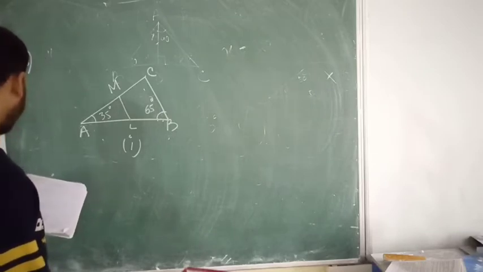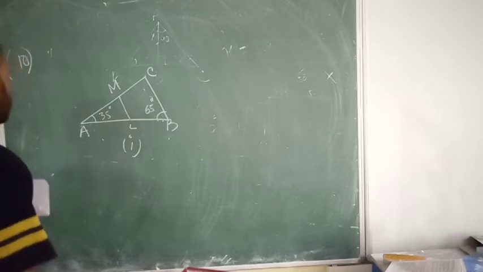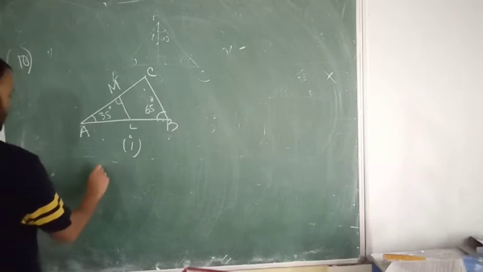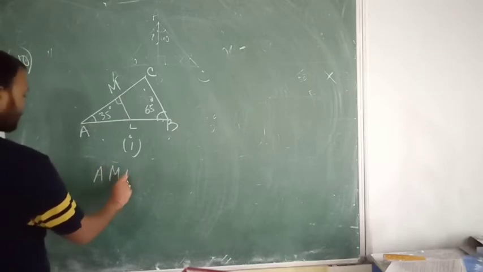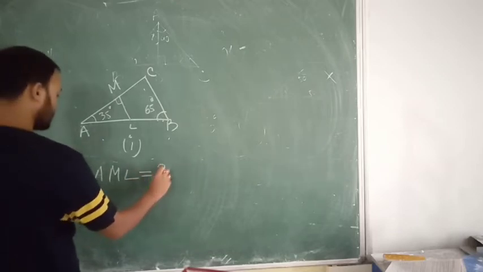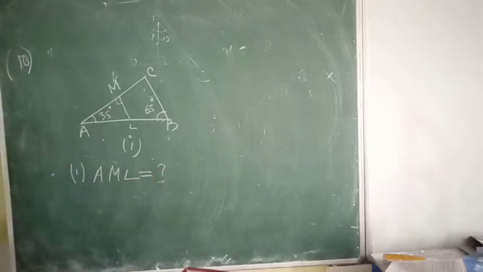Find angle AML. We are asked to find this angle. This is number 1. See the diagram. ABC is a triangle. In this triangle, we are asked to find angle AML. Now, how are we going to find AML?